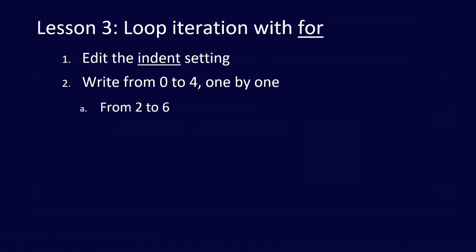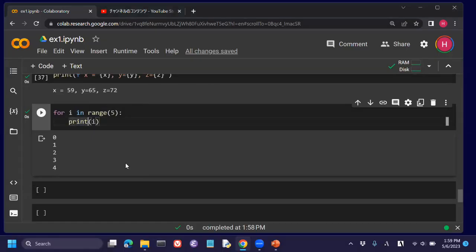What about the case where you want to print from 2 to 6 instead? Well, if you want, you can try by stopping the video and trying yourself and seeing the results. Okay, let's do that. One way is, instead of printing i, we can just write i plus 2.